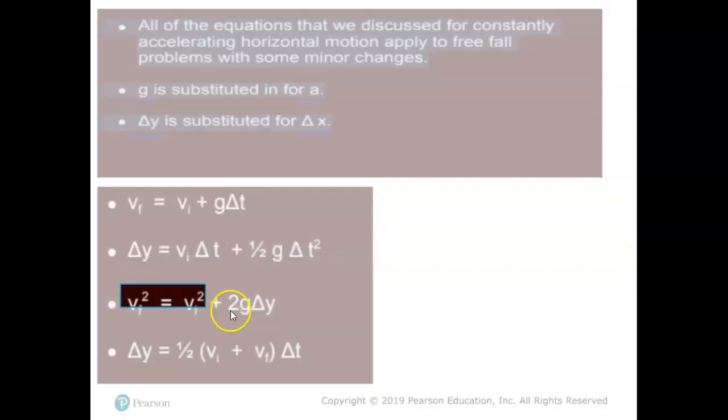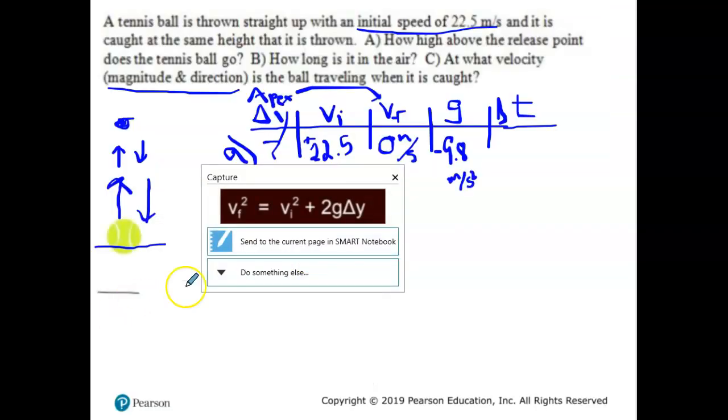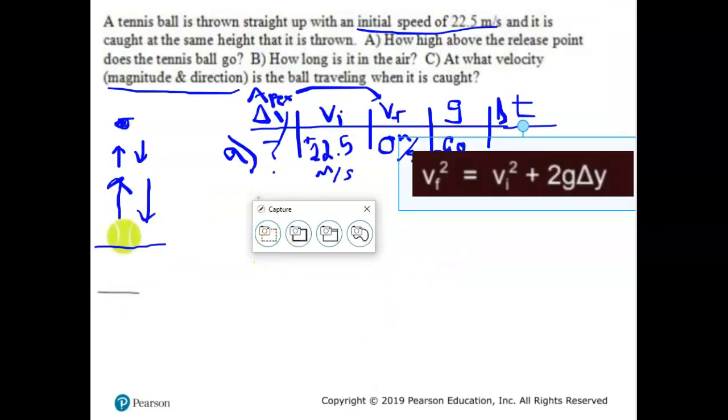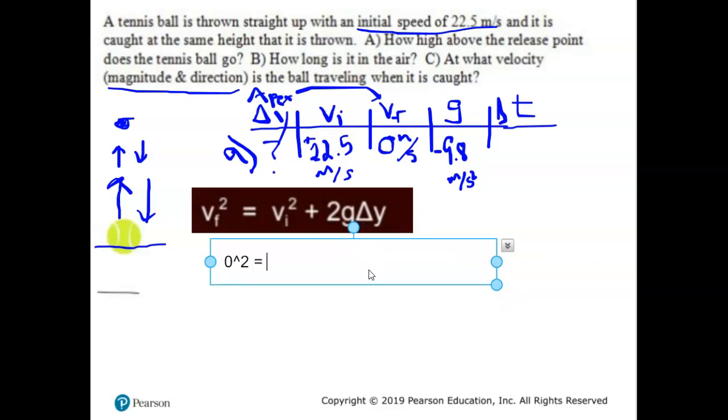So copy that. Coming back to here, we're going to plug in the values. It's just doing algebra. After you've done the part up here, it's really just algebra. It's not overly complicated math. It's just kind of doing the work. So final velocity is 0. We're going to square that, and that's still just going to stay 0. 22.5 is going to get squared.